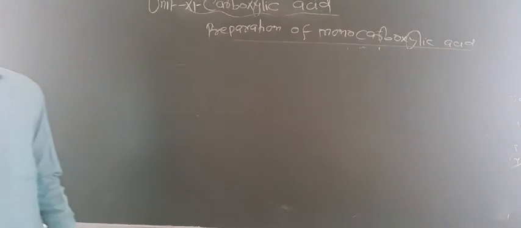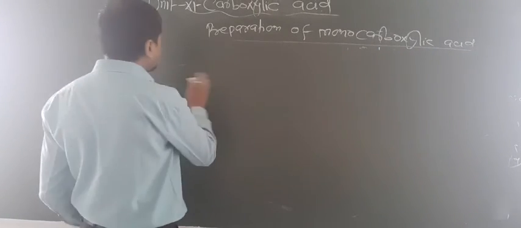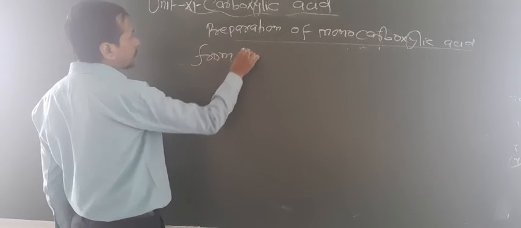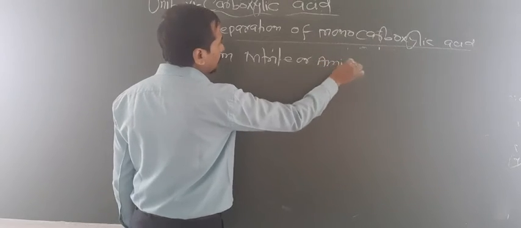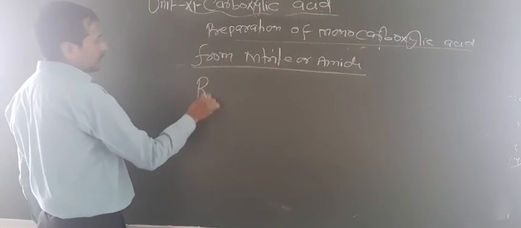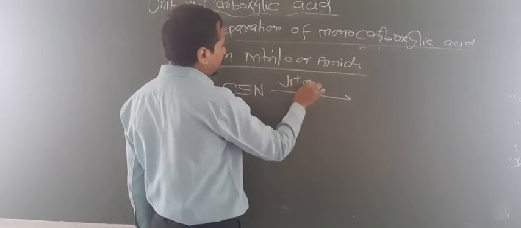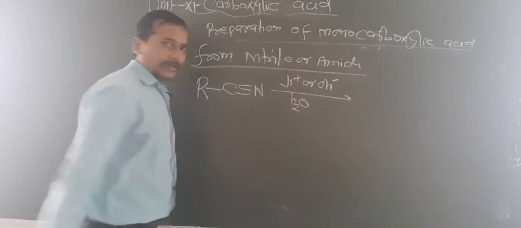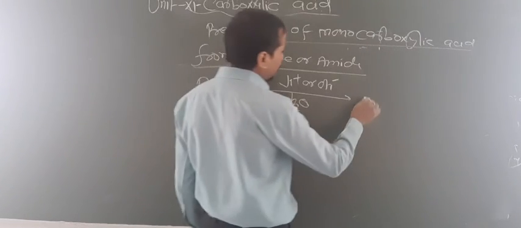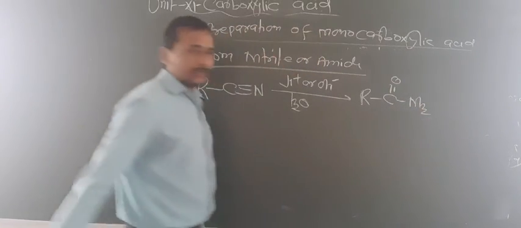Now dear students, some more points to note down in preparation of carboxylic acid from nitrile or amine. So look at here, we are taking the nitrile RCN. This will be changed to amide in presence of acid or base. That means this is known as partial hydrolysis. So after partial hydrolysis, this will change into amide. That means we don't want to add NH2. So this is known as amide.